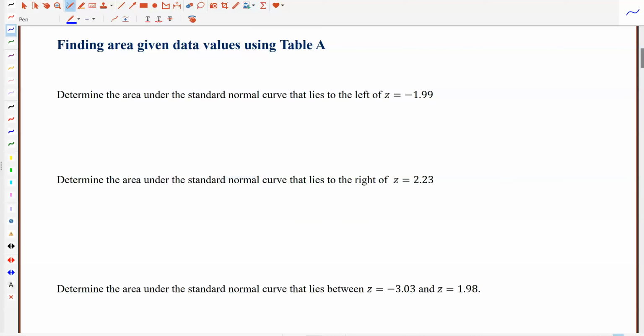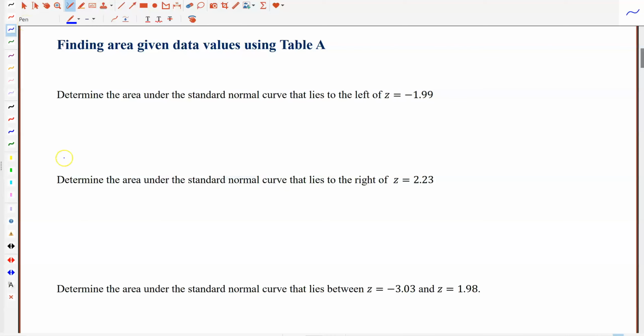So our first example asks us to determine the area under the standard normal curve that lies to the left of z equals negative 1.99. When solving problems about normal distributions and finding areas under the curves, I always like to create a sketch of what's going on with appropriate shading and labeling, so that I can have a good visual reference of what is happening in this problem.